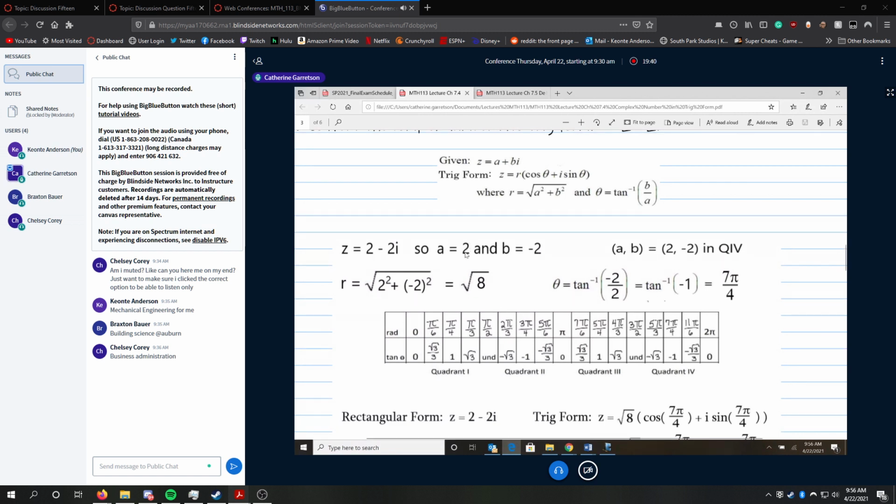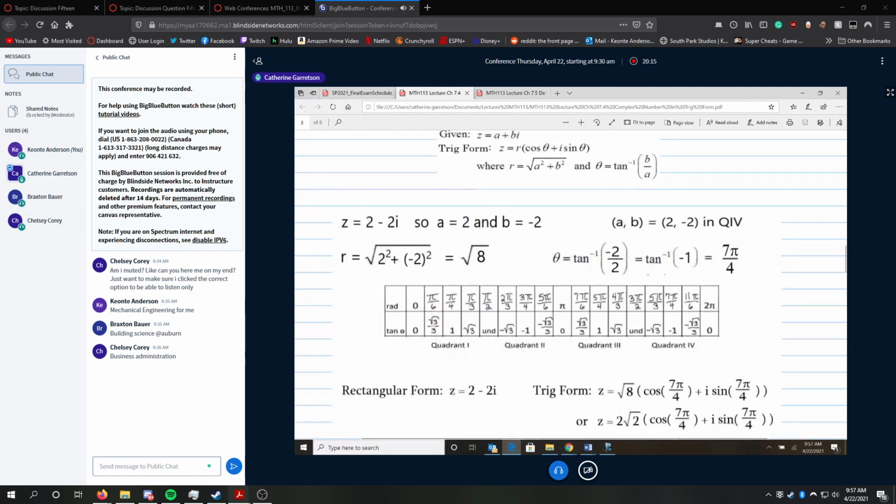Well, I go back to what these numbers A and B are. If I were to graph that as an ordered pair, what quadrant would that be in? Think of this as your x is positive and your y is negative. Well, that would be quadrant 4, right? So I'm going to come over and find the angle in quadrant 4 where the tan is a negative 1. And so that's going to be 7 pi over 4.